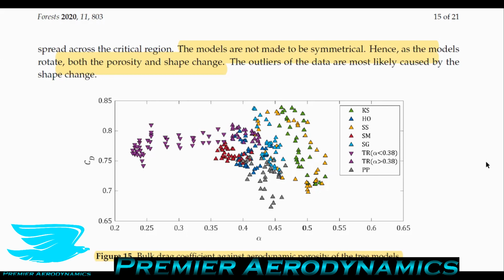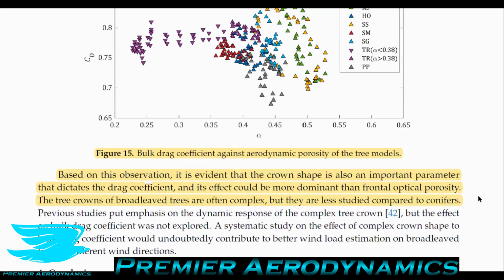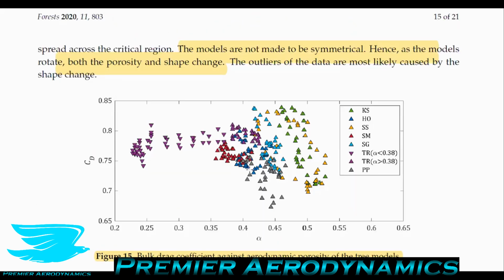However, they plotted the bulk drag against the aerodynamic porosity of the trees, and they showed that as the porosity increases, the drag reduces slightly. However, based on the symmetry, let's go back to the symmetry idea. We saw earlier that even rotating the trees, even though it has a different shape that's seen by the wind, overall, the drag coefficient was still very similar.